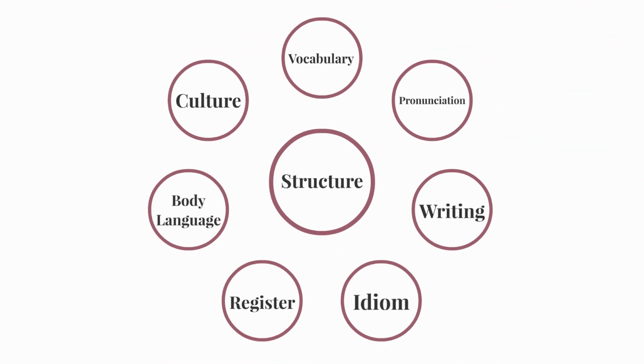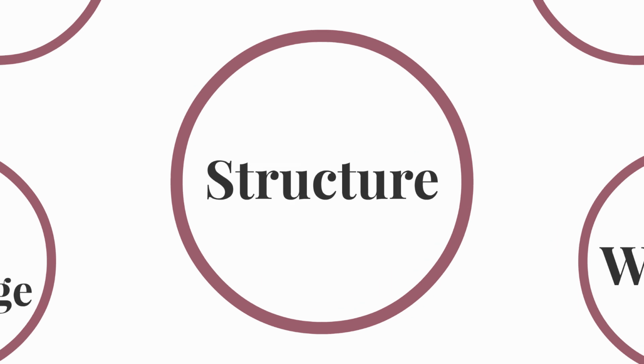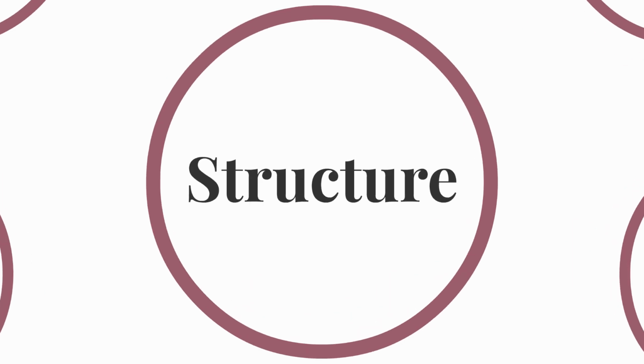At the center, we have the structure. This is the most important part because it represents the underlying rules and patterns that determine how meaning is actually created and shared within a language. The structure is more commonly known as the grammar. Let's have a closer look at what is involved in this portion of a language.